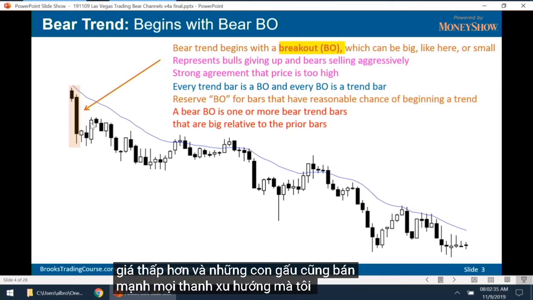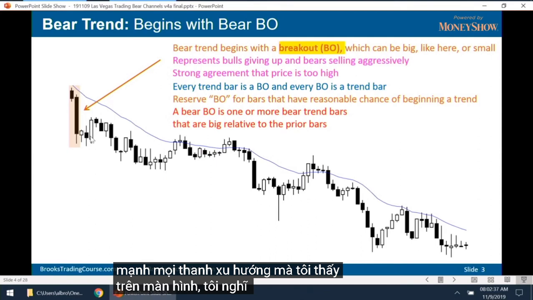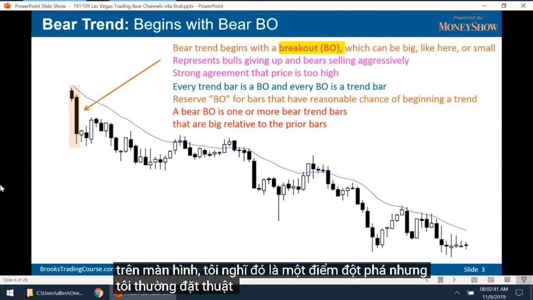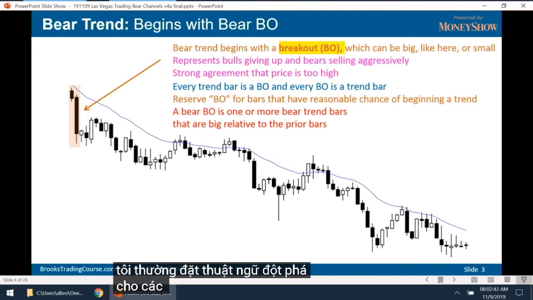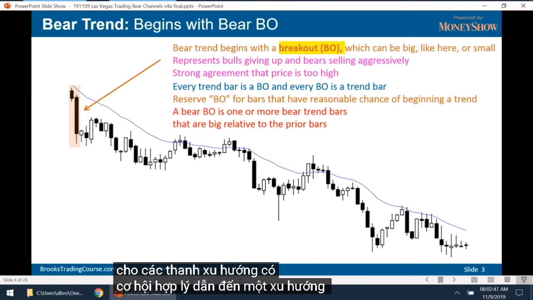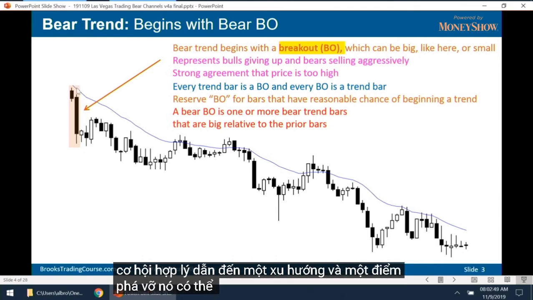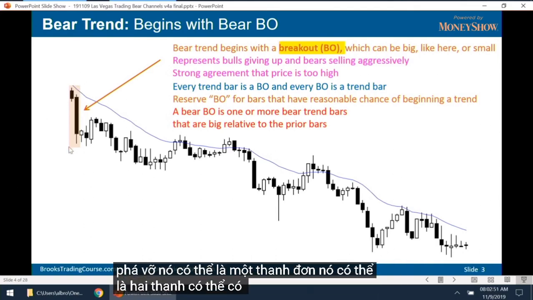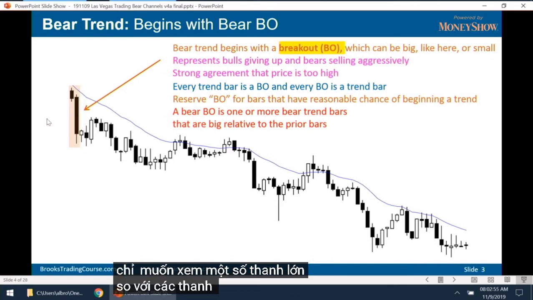Every trend bar I see on a screen, I think of as a breakout. But I typically reserve the term breakout for trend bars that have a reasonable chance of leading to a trend. And a breakout can be a single bar, it could be two bars, it could be many bars. I just want to see some bars that are big relative to the prior bars, and I want to see bars closing near their lows.